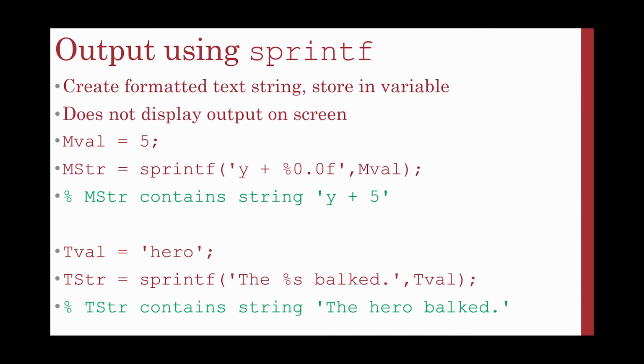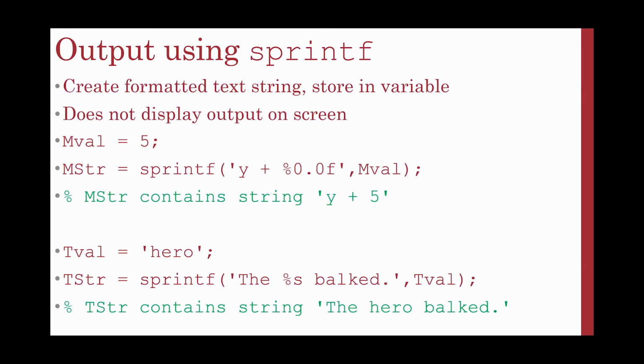So sprintf creates a formatted text string that's stored in a variable. It does not display an output on the screen. That is the main difference between sprintf and fprintf. So if I type in myval equals 5 and I take my same command that I had previously and I change it from fprintf to sprintf, my variable mstr is going to contain the text string y plus 5. It's not going to display to the screen.